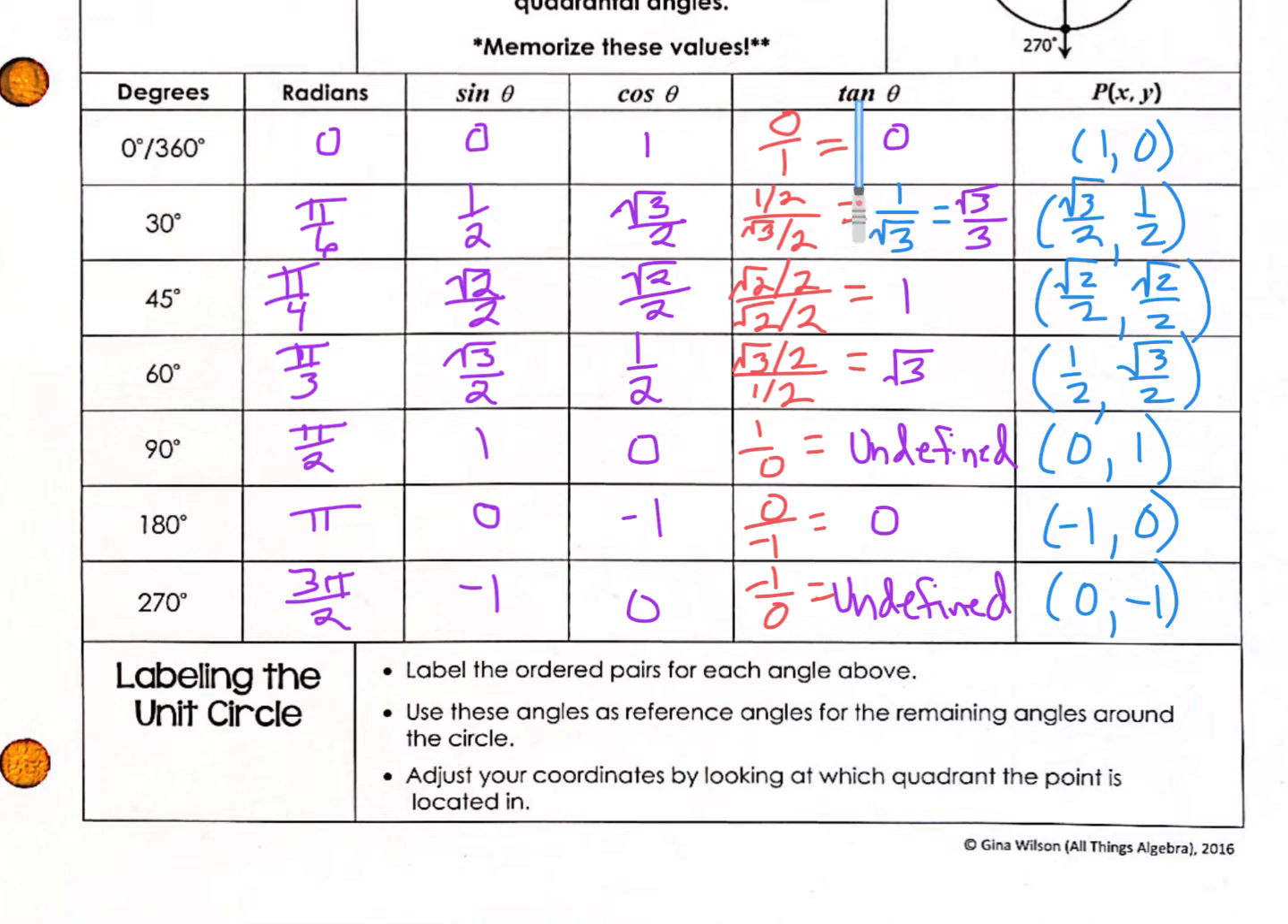And then for the tangent, all I did was take sine and divide it by cosine, your sine divided by your cosine, to get these purple values here for tangent. And of course your ordered pair is just cosine and sine. So your cosine and then your sine. So 1, 0, rad 3 over 2, 1/2, and so forth.